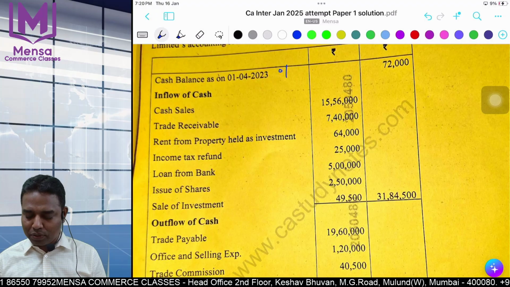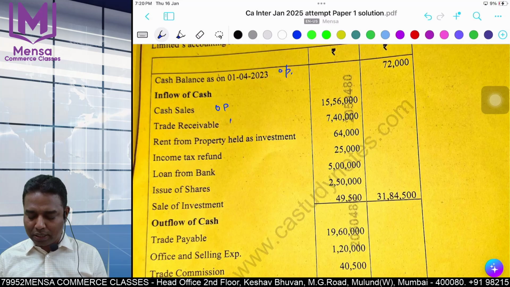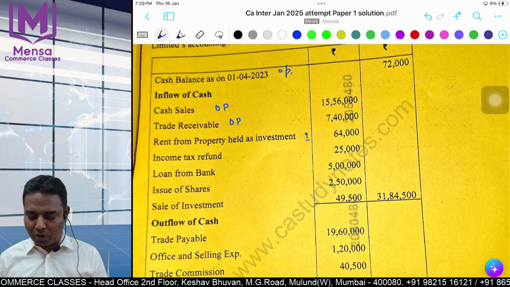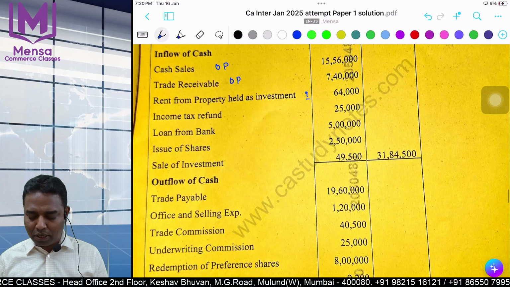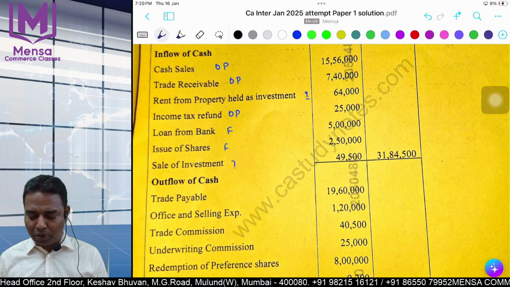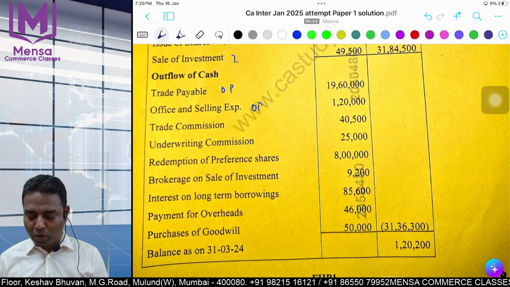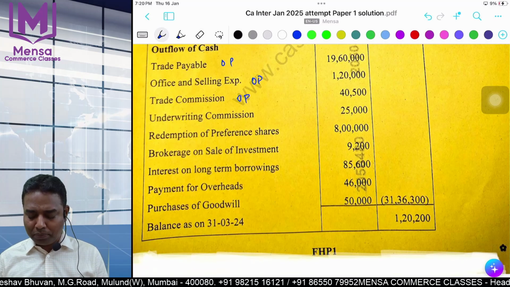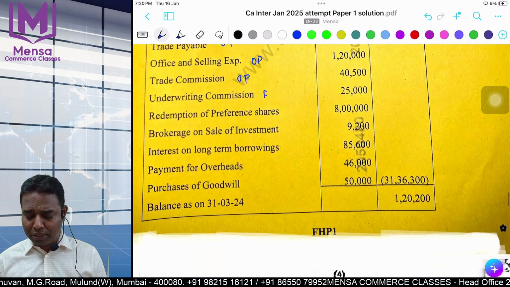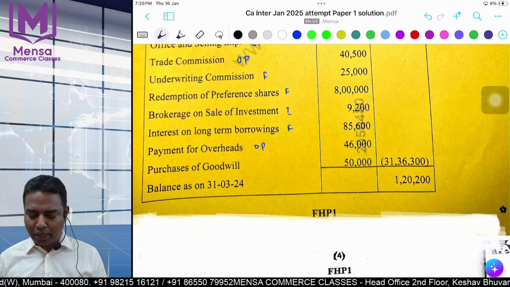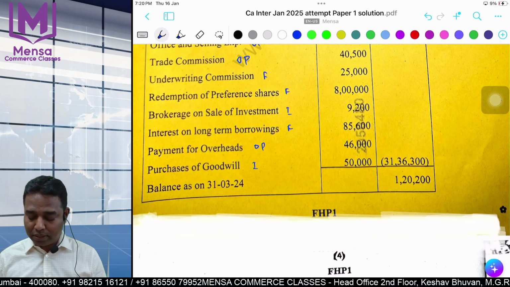This is the opening balance, then this is cash sales, that's a part of operating, trade receivable part of operating, rent from property held as investments, this is a cash flow from investing activities, income tax refund, that will be operating part, then loan from bank, that will be financing, issue of shares financing, sale of investment is investing activities, trade payable, that is a part of operating, then office and selling expense, operating, trade commission, operating, underwriting commission is a part of financing, redemption of preference shares, part of financing, brokerage on sale of investment activities, and interest on long-term borrowings, that is a financing activity, payment of overheads, operating activities, purchase of goodwill is investing activities, and this is the closing balance.